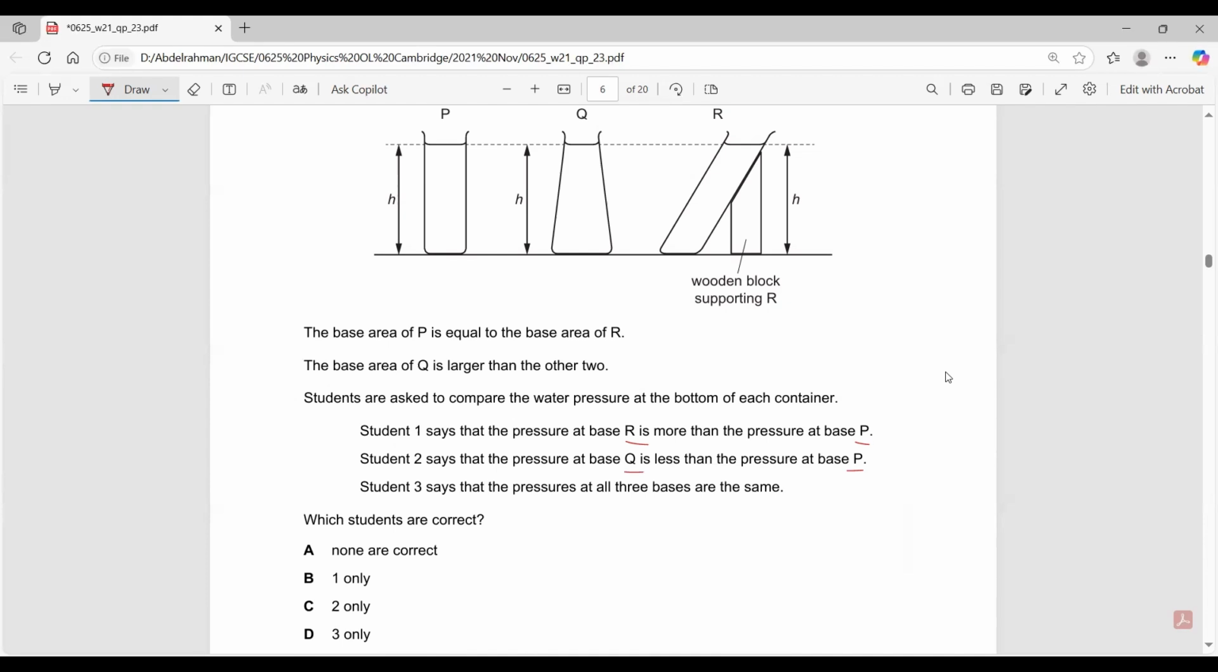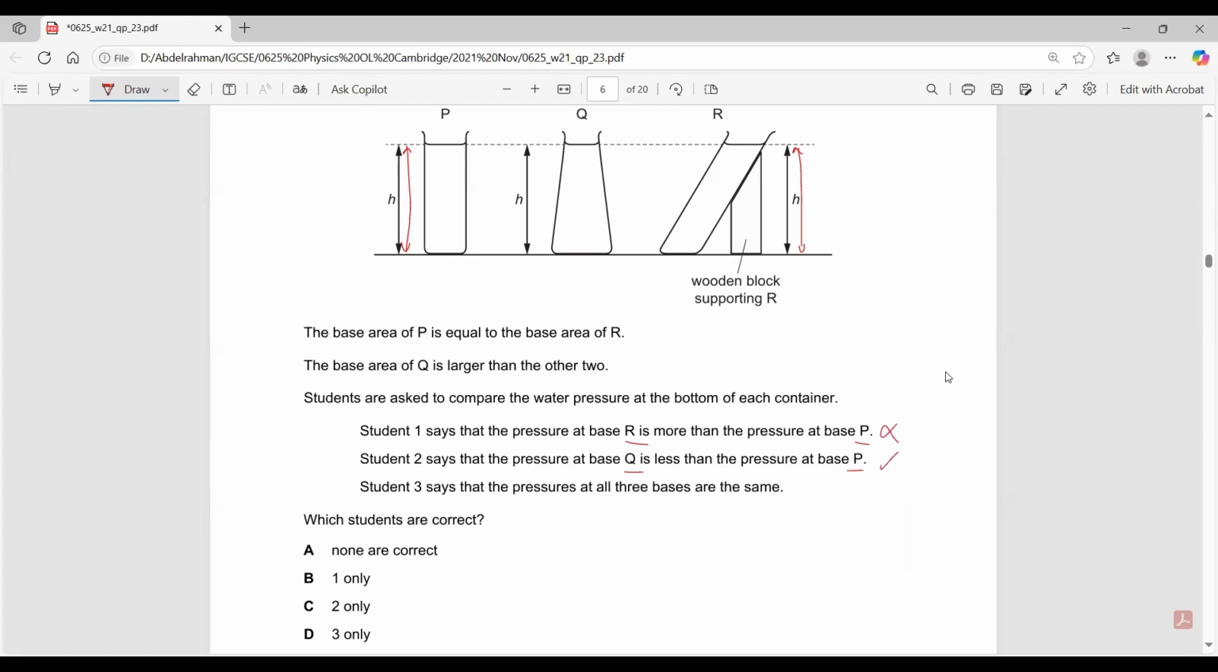Well, student 1 is wrong. Why? Because they both have the same height. It does not have to do with the area of the base. Yes, P and R do have the same area, but again, it has to do with the height. So both of them have the same pressure. So one is wrong.